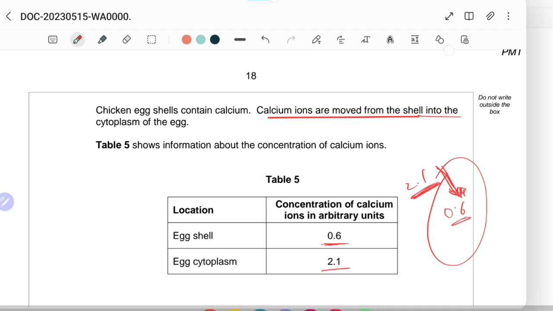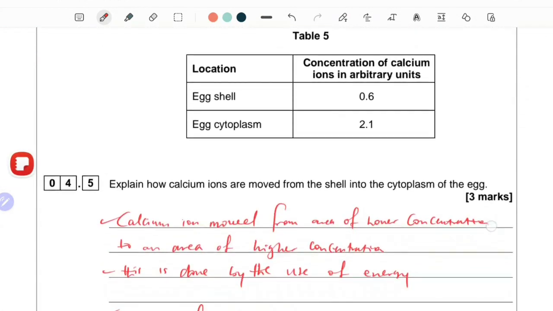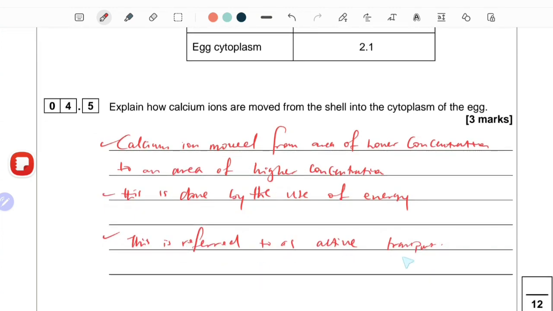I hope somebody is thinking of the answer right now. That is, calcium moves from an area of lower concentration to an area of higher concentration, and this is done by what? Energy, and this is referred to as what? Active transport. Can you see the way the answer is stated?